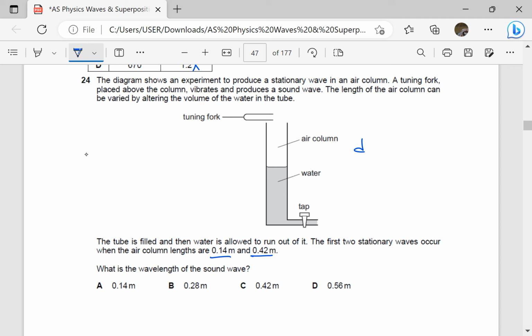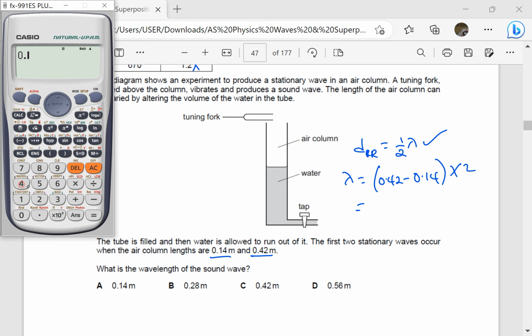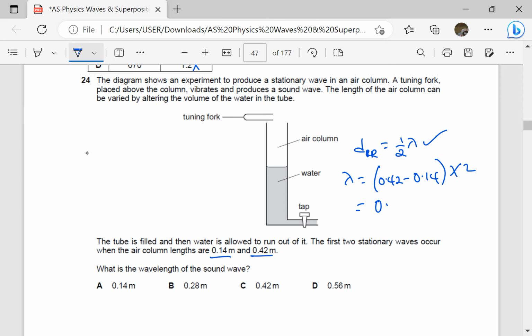Of course, it means the distance between two successive resonance points is always half of the wavelength. So the wavelength is going to be the distance between the two, which is 0.42 minus 0.14, then times 2 from this expression here. This gives us 0.56. So the wavelength is 0.56. The answer is going to be D.